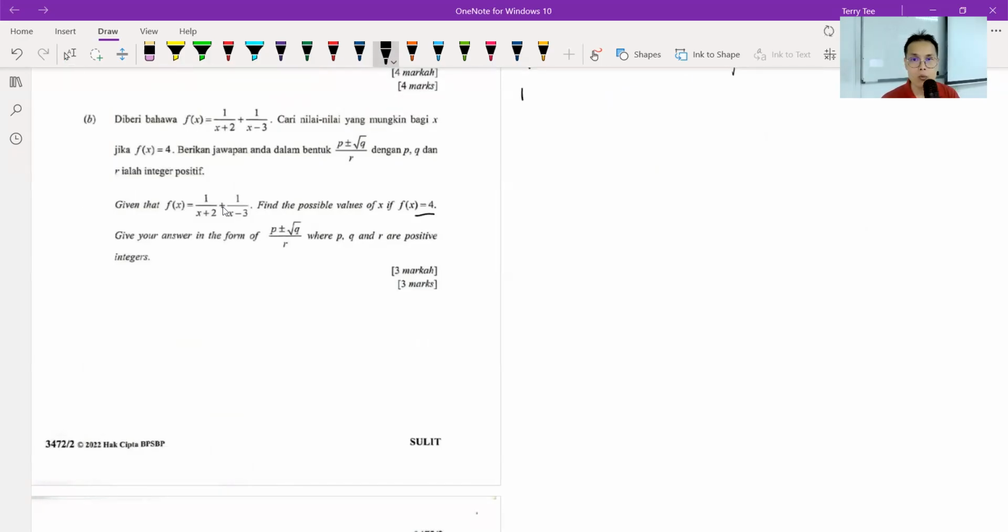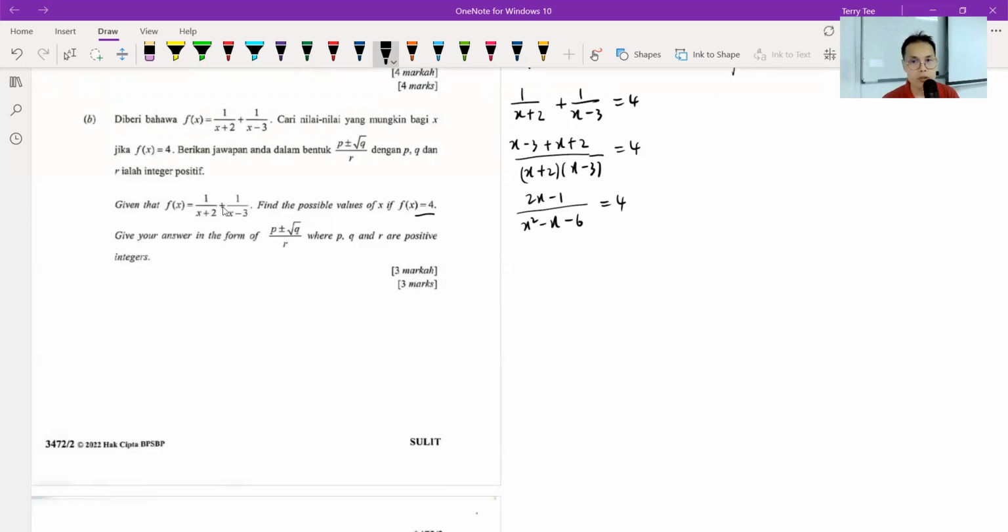4. So let's write 1 over (x plus 2) plus 1 over (x minus 3). The result is 4. And when we cross multiply, (x minus 3) plus (x plus 2), divided by these two multiplied together. I'll do it a bit slower here. (x plus 2)(x minus 3), the result is 4. Okay, so as I simplify, this is 2x minus 1. Maybe I expand the bracket first. x squared minus x minus 6 equals 4.